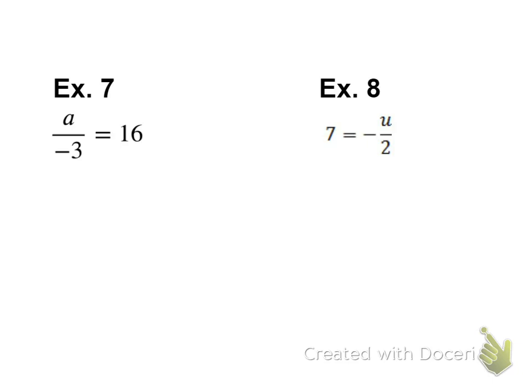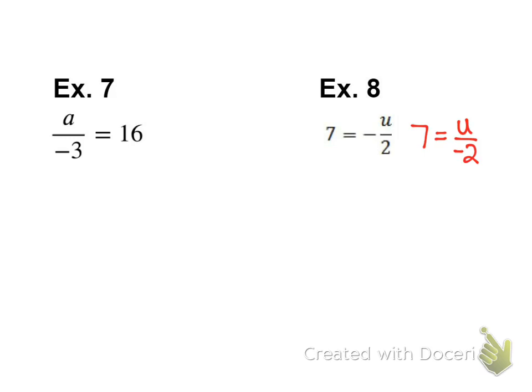On number 8, if you want to give the negative sign to the 2 in the denominator, you can do that. That makes it easier. So if you want to rewrite it as 7 equals u over a negative 2, that's the same thing. Okay, we still only have one negative sign written there.